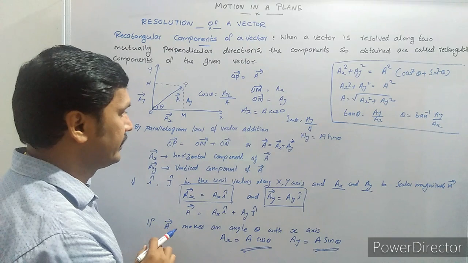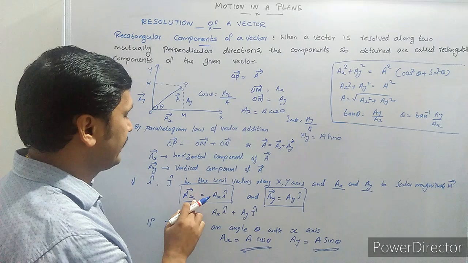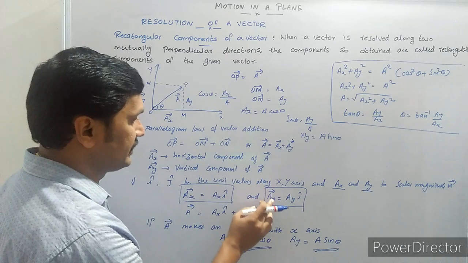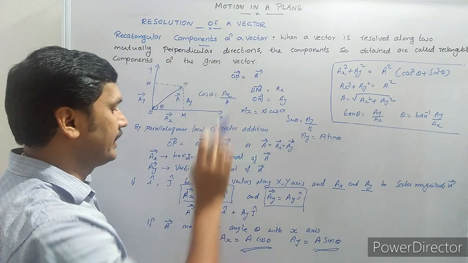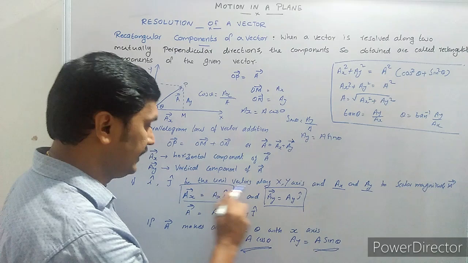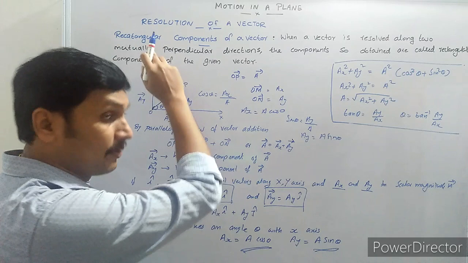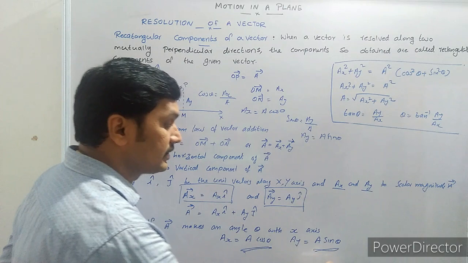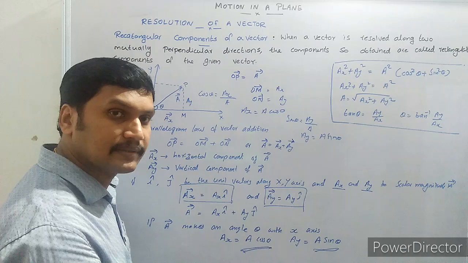Now, in another way, by using the unit vectors, we can write vector Ax is equal to Axi and vector Ay is equal to Ayj. i and j are the unit vectors along the x and y axes. So vector A can also be written as Axi plus Ayj. Ax is the horizontal component and Ay is the vertical component. Ax is equal to A cos theta and Ay is equal to A sin theta, the magnitudes of the horizontal and vertical components.